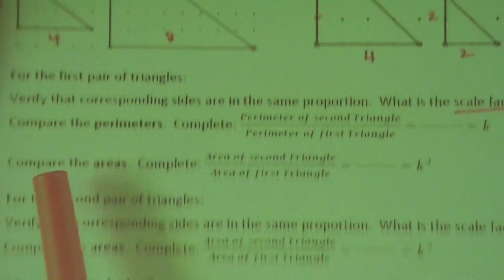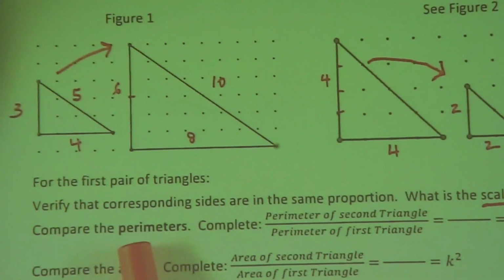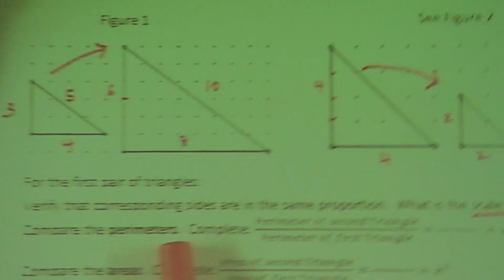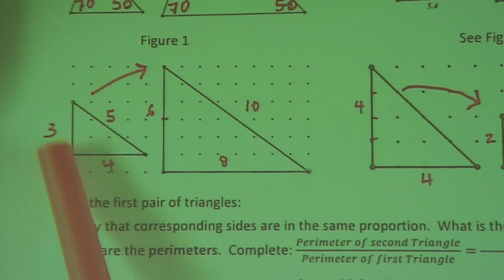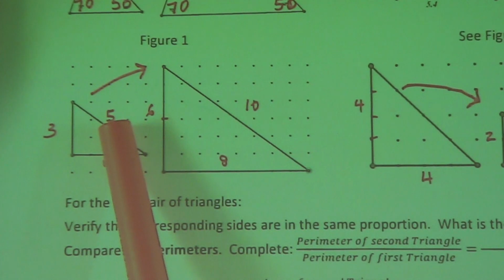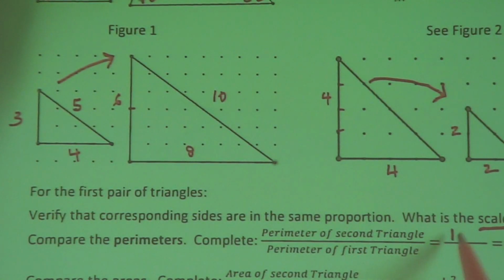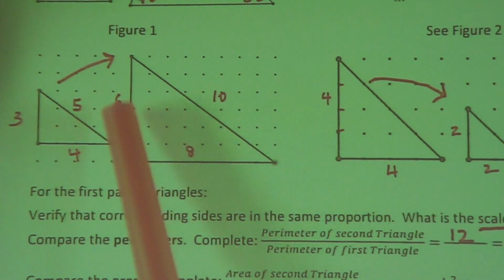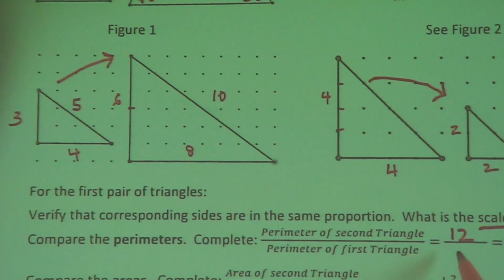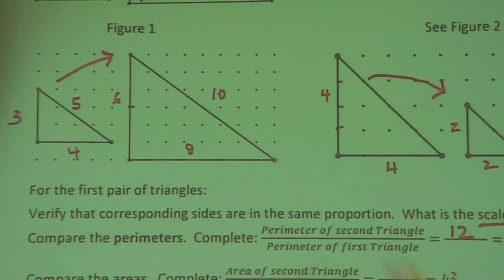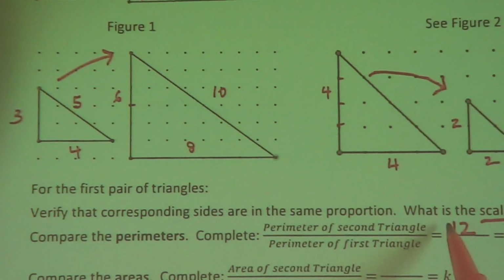For the perimeter, now perimeter means distance around. So 3 and 4, 7 and 5, 12. And this would be 6 and 8, 14 and 10, 24. Well, we want the second triangle, so 24 divided by 12, and that is equal to 2.